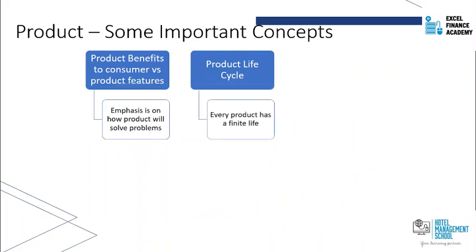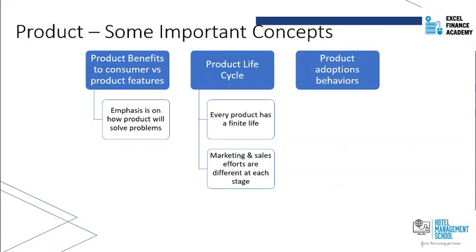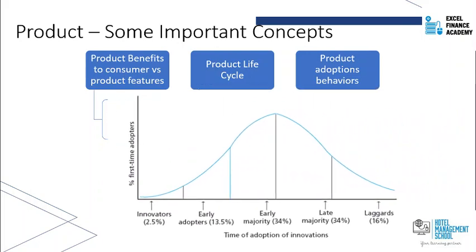Okay, and then every product has a finite life. Marketing and sales efforts are done differently at each stage. Then you have product adoption behaviors. So what are adoption behaviors? As per a study, first-time adopters. So the first-time innovators means that when the product is just launched, out of 100%, maybe the first-time users are very low in the initial years. They are called innovators, means they want to try everything new, right? They just love innovation. They want to have it first in their own hands so that they can show off.